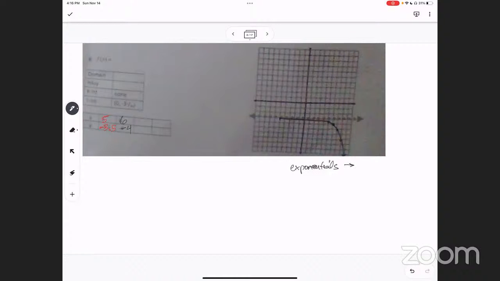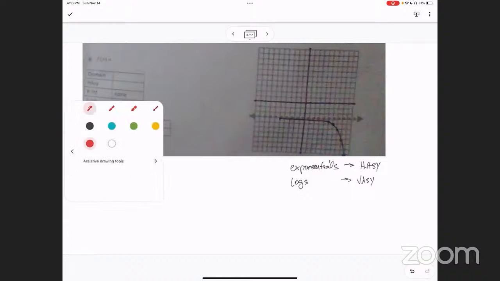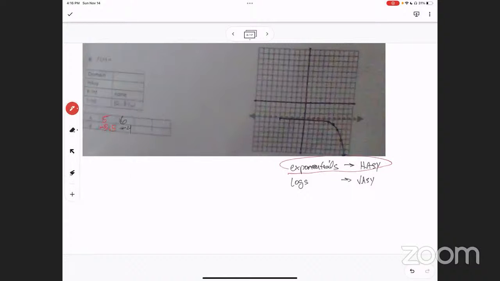Exponentials have horizontal asymptotes, and logarithmics have vertical asymptotes. That's really the main giveaway. It looks like one of the two, right? But because it has a horizontal asymptote, we know it's going to be an exponential.